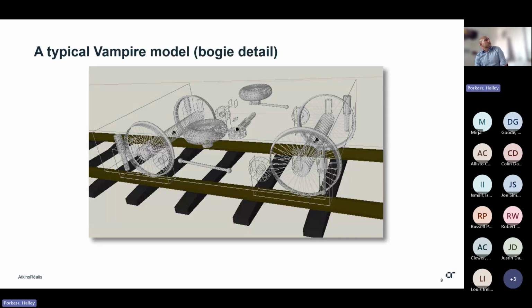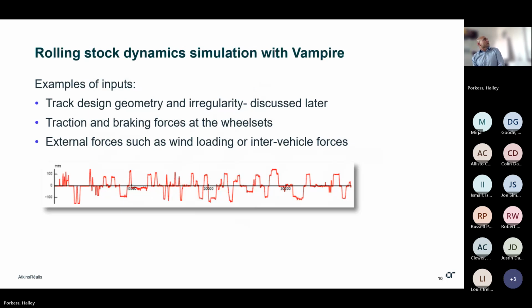This image here is of a bogie in Vampire. You can see that we've got wheel sets, springs, dampers, air springs. Those are all representations of all the elements used within a bogie. You can see the vehicle model is one part of Vampire. Another part of it is what inputs we give to it. We can look at track design, geometry, and irregularity. We'll come on more to those later. We can apply traction and braking forces at the wheel sets. We can also apply external forces, such as wind loading or inter-vehicle forces.